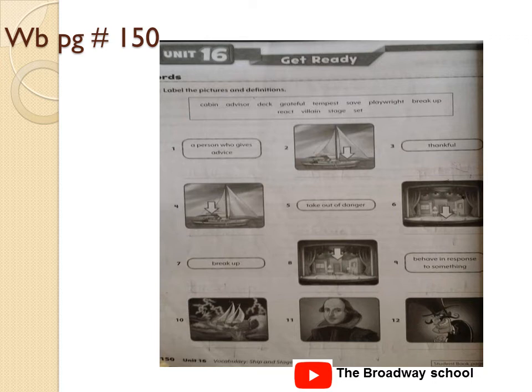The number 3 is thankful, which means grateful. The fourth picture has the arrow pointing towards the cabin of the ship. Take out of danger means save. Yes, where is the arrow pointing? On its stage. The eighth one, the arrow is pointing towards the set. Number 9 is behave in response to something, which means react. The 10th picture is about a tempest, which means a storm. The 11th is a picture of a playwright, and the last one is a comic character of a villain.